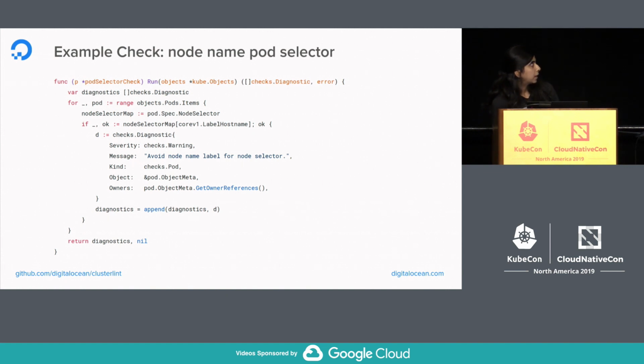This is a DOKS-specific check, although you could say that this belongs to some other cloud providers as well. This just identifies pods that use the host name label to schedule pods on specific nodes.